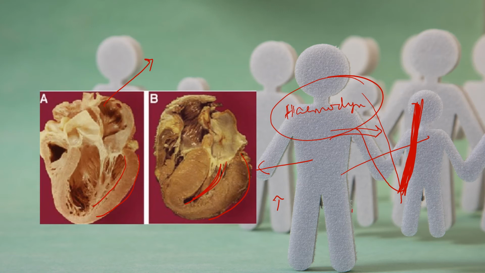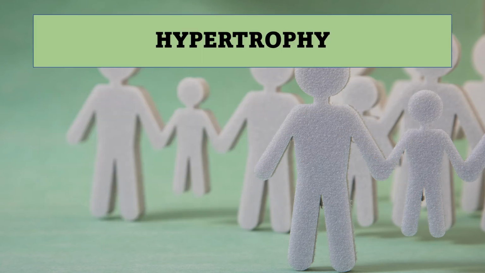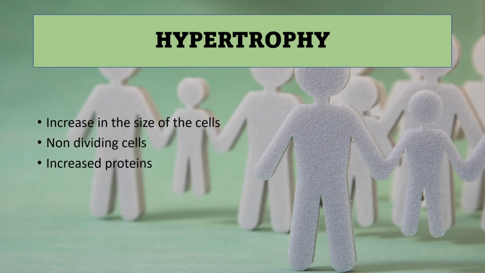And remember, it's a reversible process. Your cells are adapting to the particular change and it is reversible. So what is hypertrophy? It's increase in the size of the cell. So your cell has to increase in size. That means a cell becomes bigger. So how does your cell become bigger? By synthesizing more proteins.